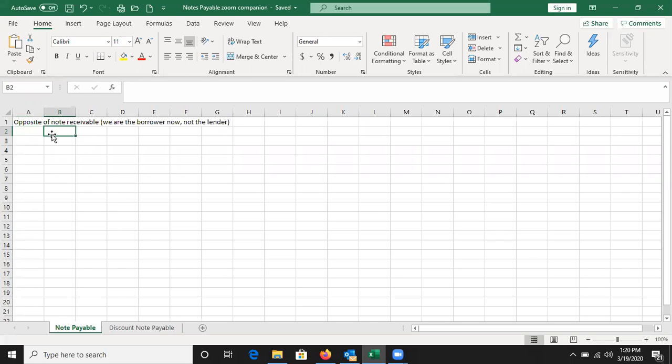So in class, we talked about notes receivable, I think in the allowance for doubtful accounts chapter, just briefly. Well, now we're going to talk about what it looks like on the other end when you are the one borrowing. You have a note payable. So in this case, we are the borrower, not the lender.